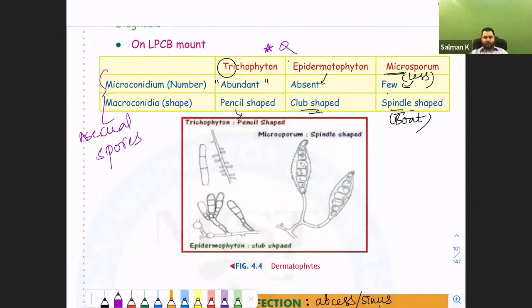So you remember the hint, everyone? Let's all say this together one final time. Trichophyton: maximum tissue, maximum microconidia. Microsporum: few, because the word tells you micro means small or less. Epidermophyton: absent.